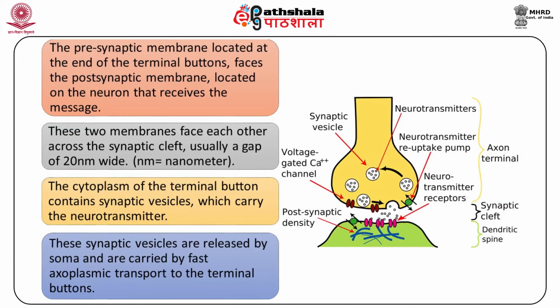The figure illustrates a synapse. The presynaptic membrane, located at the end of the terminal buttons, faces the postsynaptic membrane, located on the neuron that receives the message. These two membranes face each other across the synaptic cleft, usually a gap of 20 nanometers wide. The cytoplasm of the terminal buttons contains synaptic vesicles which carry the neurotransmitter. These synaptic vesicles are produced by the soma and are carried by fast axoplasmic transport to the terminal buttons.